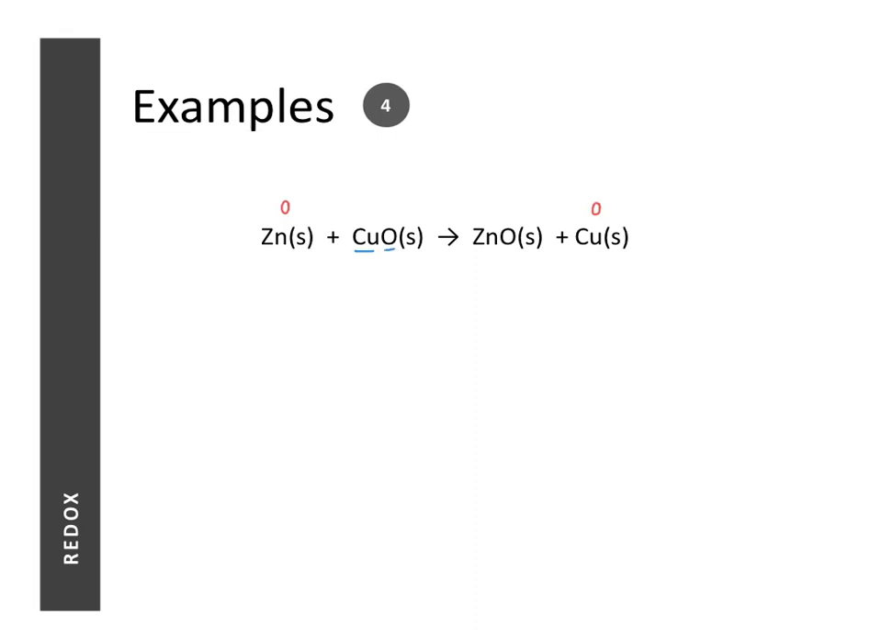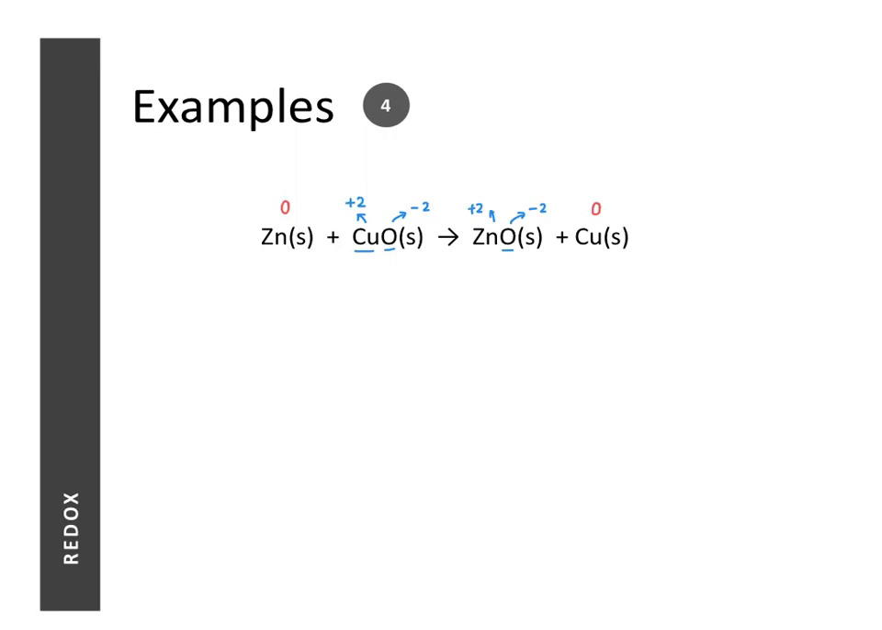Oxygen, when combined with any other element, has a fixed oxidation state of -2. So invoking rule number 4, when we sum up the oxidation states in a compound, it should equal 0. That will allow us to determine the oxidation state of copper to be +2. The same rule applies to zinc oxide. Oxygen in a compound has an oxidation state of -2. Zinc doesn't have a fixed oxidation state, but we know that if we sum up the oxidation states, it must equal 0. So the oxidation state of zinc is +2.